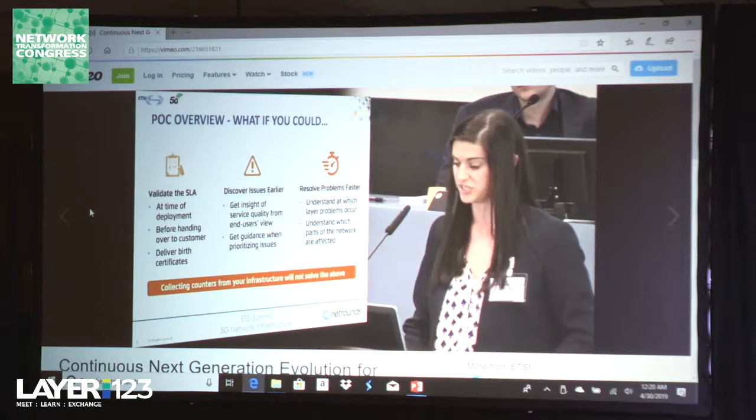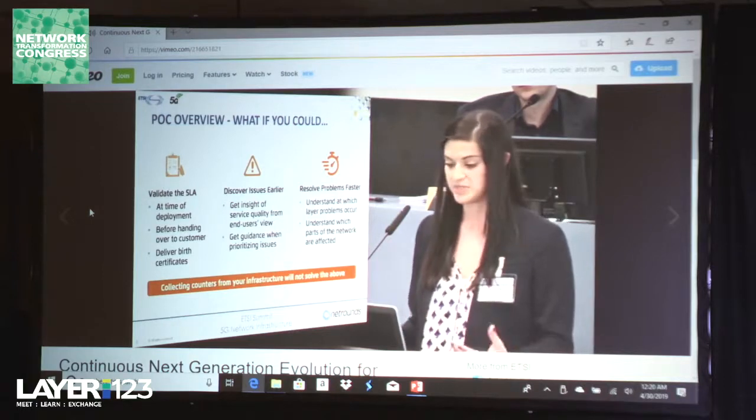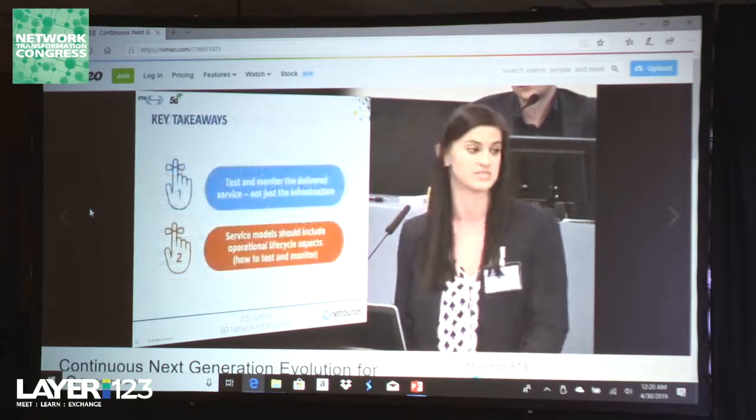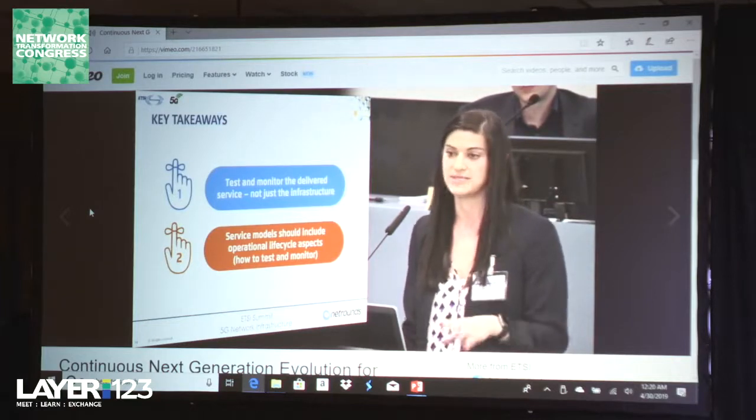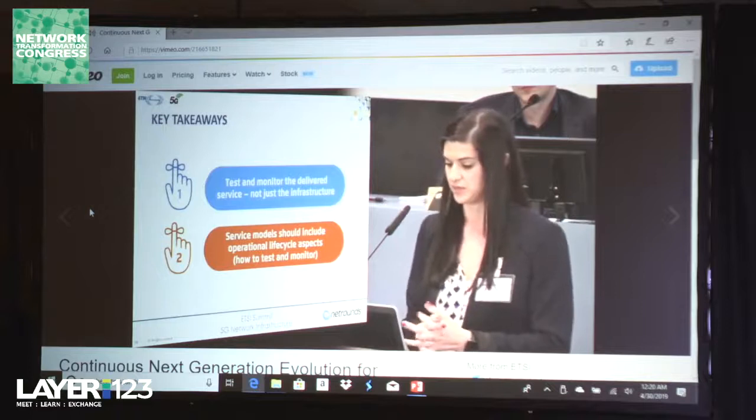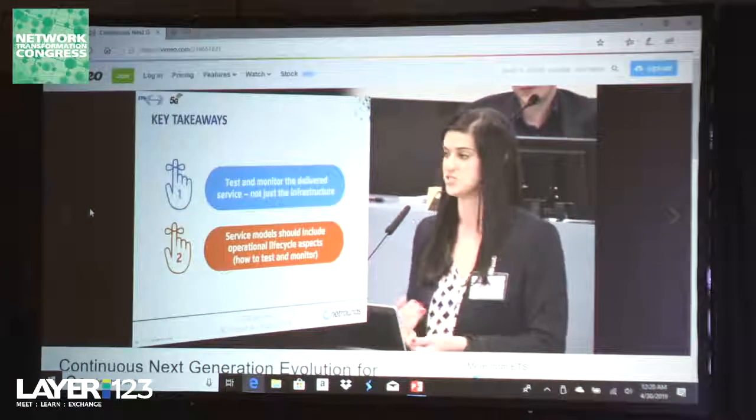Collecting counters from your infrastructure will not solve the above. But with this POC, this is what we work to solve, and we can solve this using active testing. So the key takeaways from the POC, which I'll start with here, are to test and monitor the delivered service and not just the infrastructure.